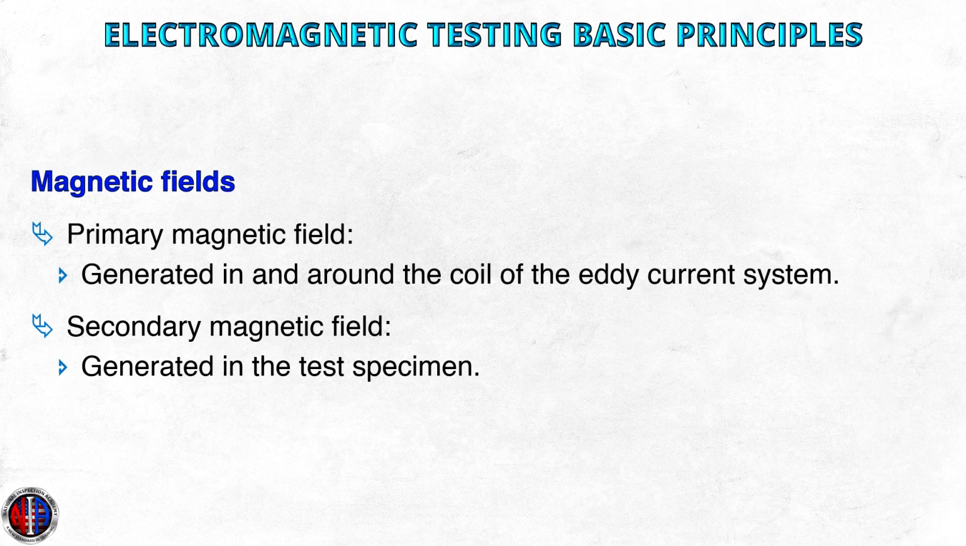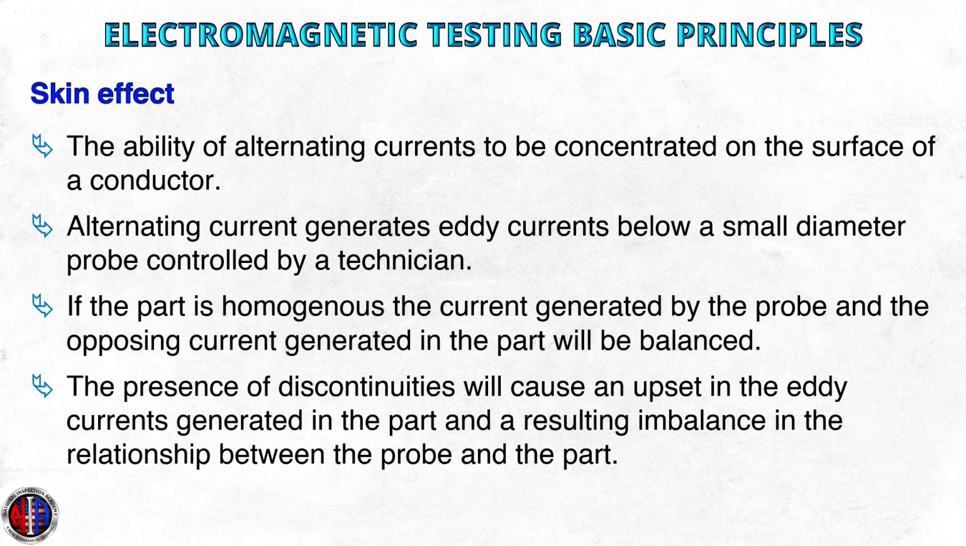Magnetic fields. One of the keys to understanding the theory and practical application of eddy current testing is to understand the interaction between the primary and secondary magnetic fields that are generated. The primary magnetic field is generated in and around the coil of the eddy current system, and the secondary magnetic field is generated in the test specimen. By monitoring the effects between the primary and secondary fields on the display, the inspector can differentiate between material properties and discontinuities.